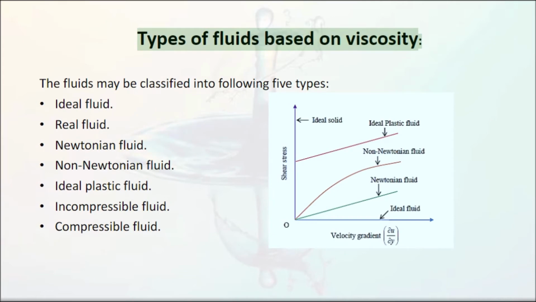Types of fluids based on viscosity. Fluids may be classified into the following types: ideal fluid, real fluid, Newtonian fluid, non-Newtonian fluid, ideal plastic fluid, incompressible fluid, and compressible fluid.